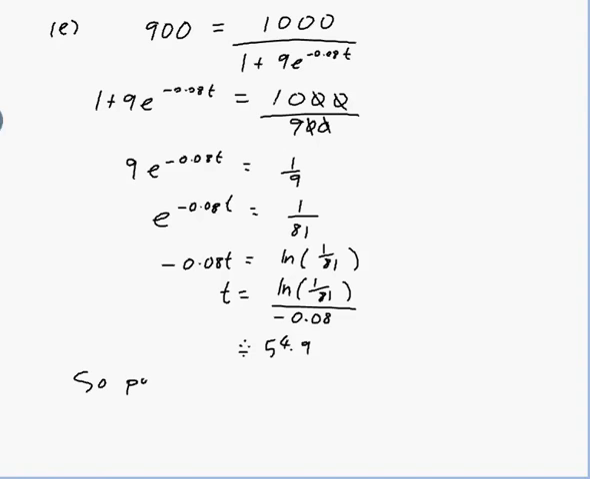So the population reaches 900 after 54.9 months. And that's the end of the question.